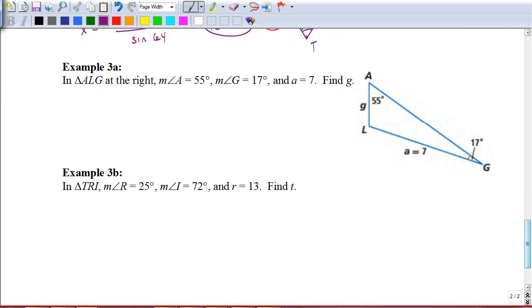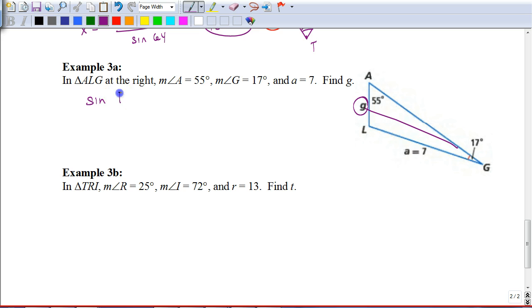Here you have triangle ALG, where angle A is 55 degrees, angle G is 17 degrees, and side A is 7. So this is a situation where we have an angle and a side. So we can use the law of sines here. I'm looking for side G. I'm trying to figure out this side here. That's across from the angle that's 17 degrees.